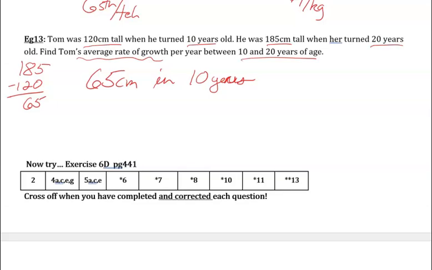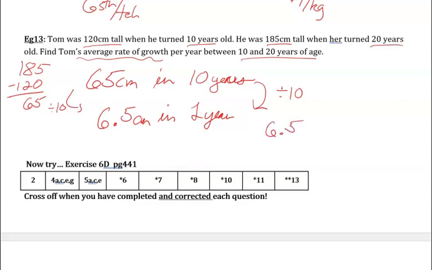Now, what do we want to do? Centimeters, years, which of those do we want to bring to 1? Always the second one. So I want years not to be 10, but 1. So you're right to say divide. 10 divided by 10 gives me 1. 65 divided by 10 gives me 6.5 centimeters in 1 year. So on average, he has grown 6.5 centimeters per year. There you go.